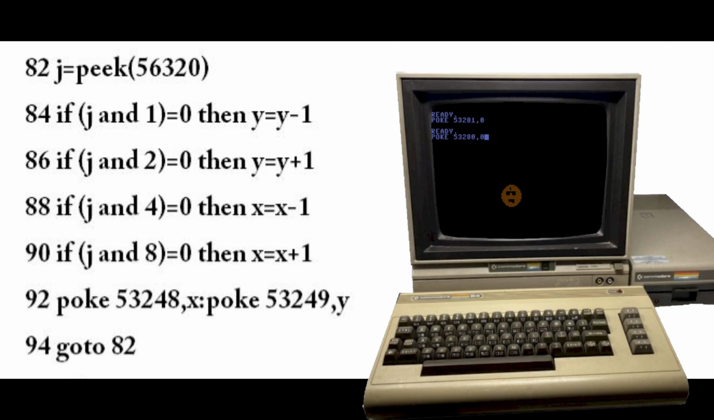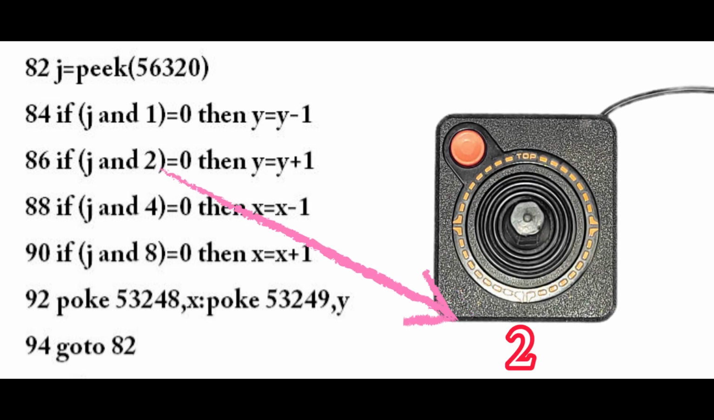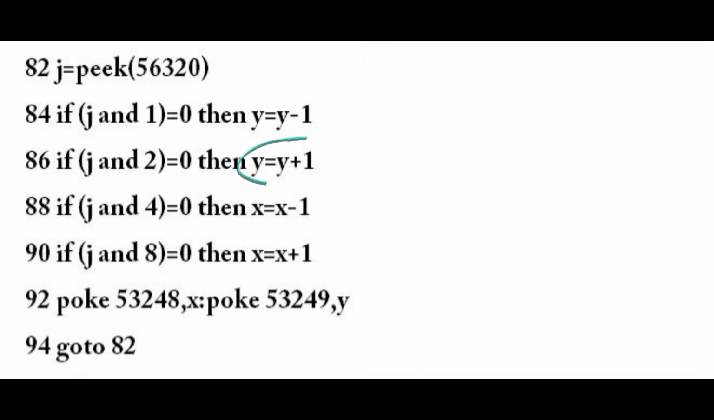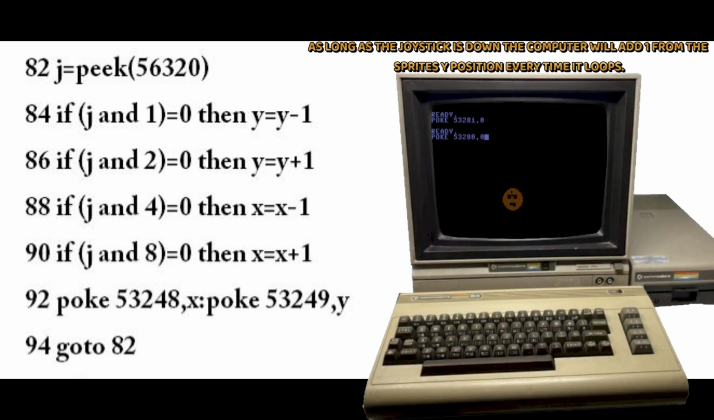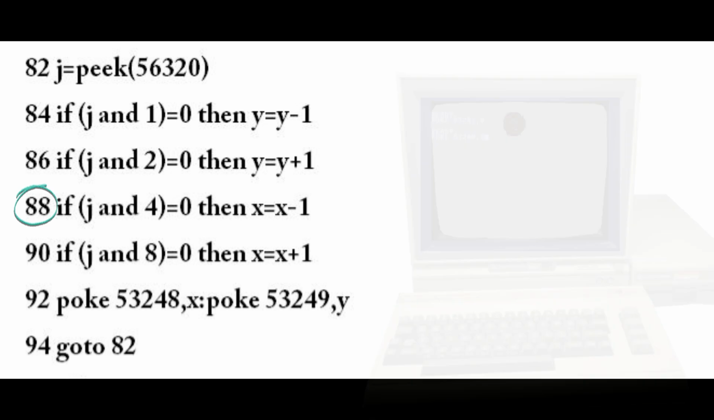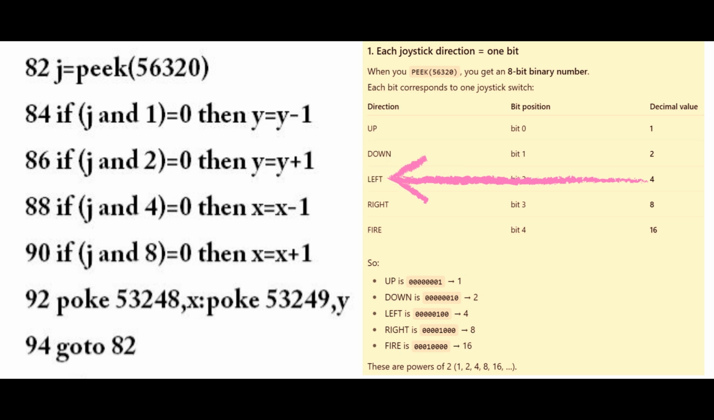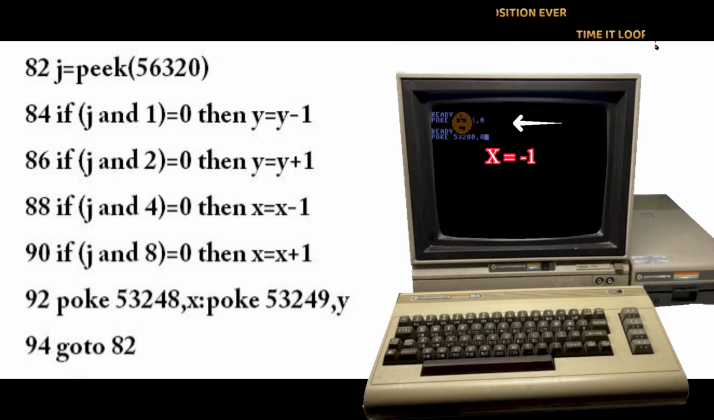If you want the sprite to move a little faster, you can try minus 2 or minus 3. You get the point. In line 86, if J AND 2 equals 0, well 2, remember, according to the chart, is down. Then we're going to have Y plus 1. As your sprite moves down the screen, the Y position becomes greater. Therefore, if you add 1 to your Y position, you'll go down. Subtracting 1 will make your sprite go up. Line 88. If J AND 4 equals 0, well, look at the chart. 4 means left. If your joystick's left, then X equals X minus 1.